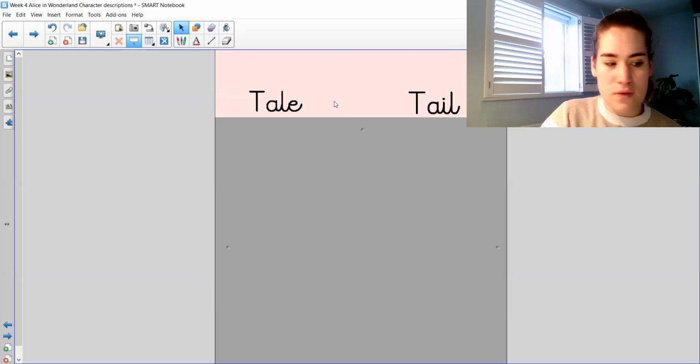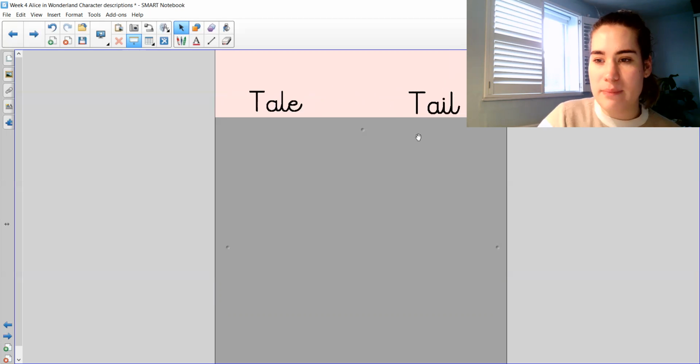And Alice is getting a bit confused because Mouse is talking about his tail, okay? And she's looking at his tail and thinking, why is your tail sad? Can we remember what these two homophones mean? What's the difference between a tail, T-A-L-E, and a tail, T-A-I-L? Do you think you can tell us?